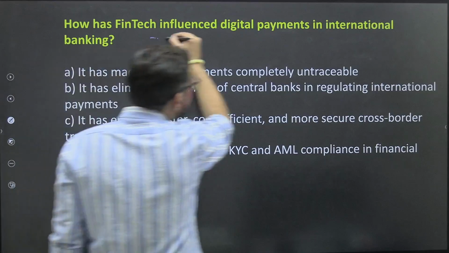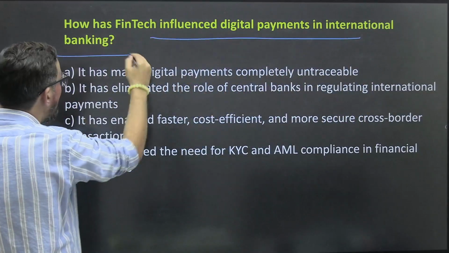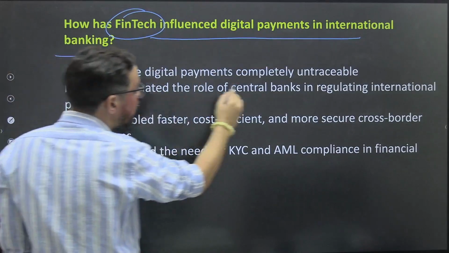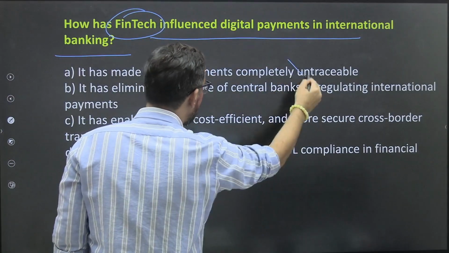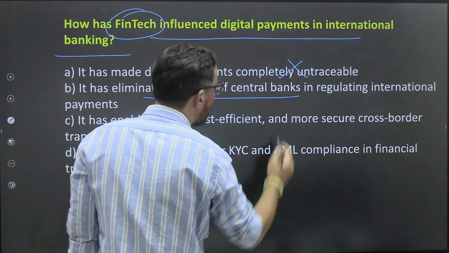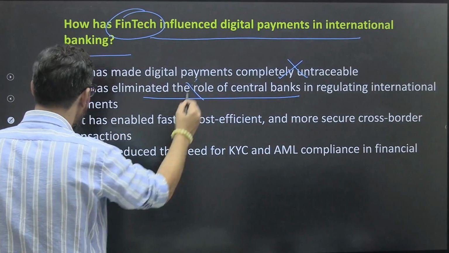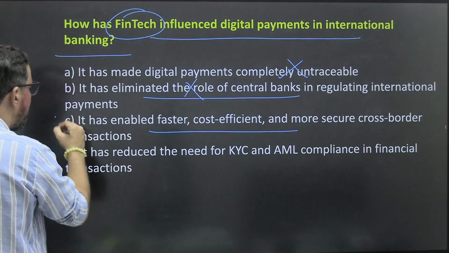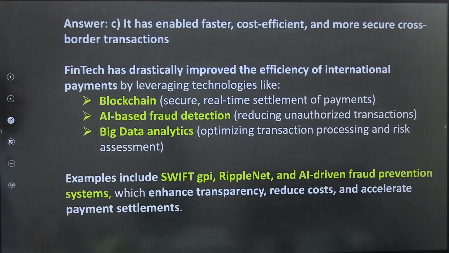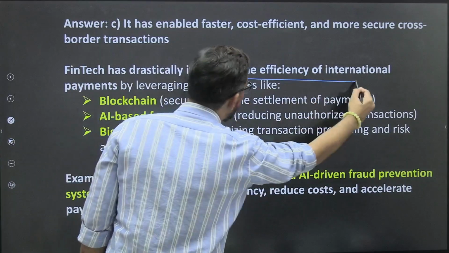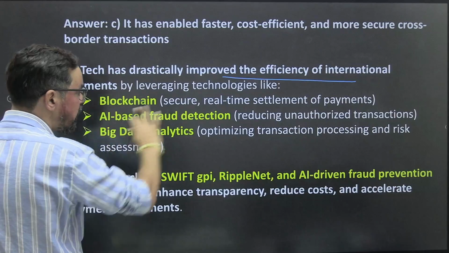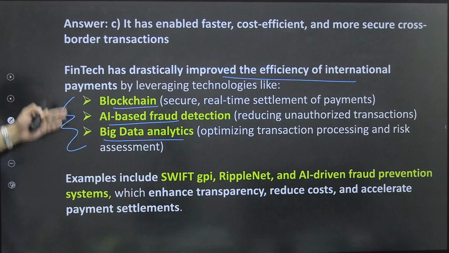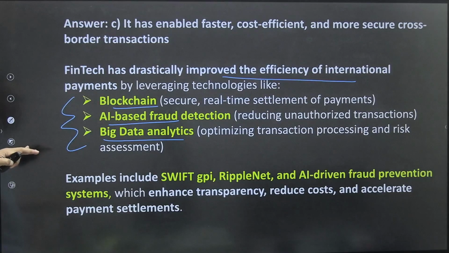How has fintech influenced digital payments in international banking? It has made digital payments completely untraceable. No. It has eliminated the role of the central bank in regulating. No. It has enabled faster, cost-efficient, more secure cross-border transactions. So C will be the right answer for this one. Fintech has drastically improved the efficiency of international payments by leveraging technologies like blockchain, AI and big data. So we have discussed this particular one in the past also. It is a similar question in a different form.